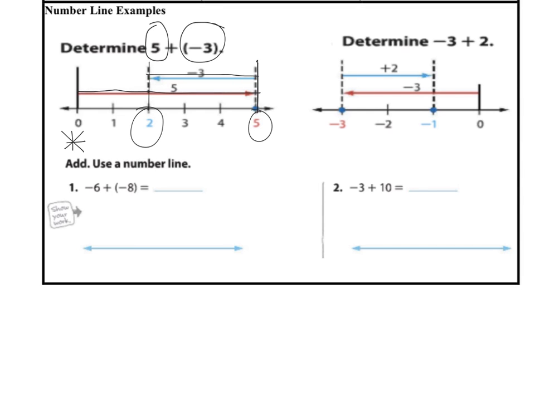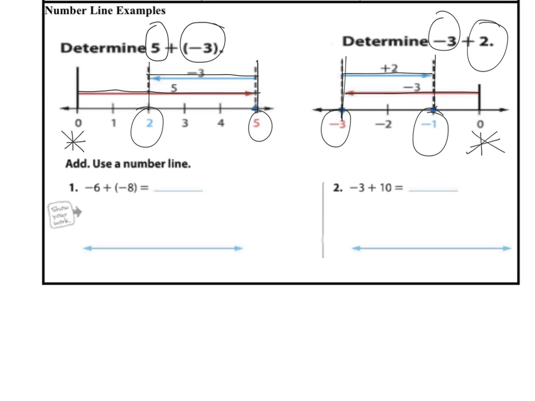Okay, so let's look at another example. I'm going to start at 0. So first I have -3, so I'm going to go to the left 3 times. 1, 2, 3. So now I'm at -3. And then I'm going to add 2, so since it's positive, I'm going to go to the right. So I'm at -3, and I'm going to go 1, 2, and my answer is -1.